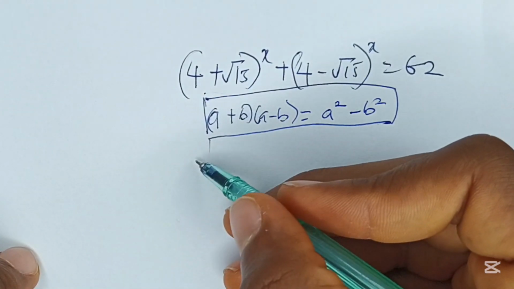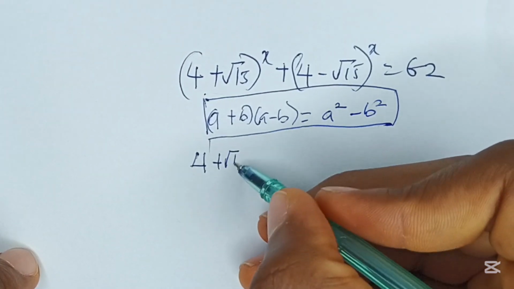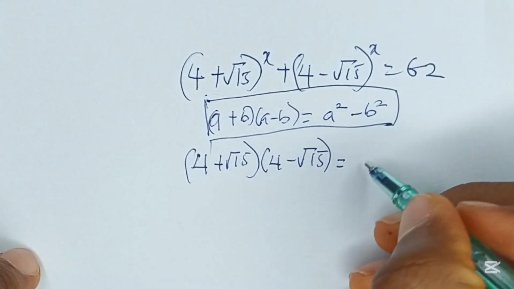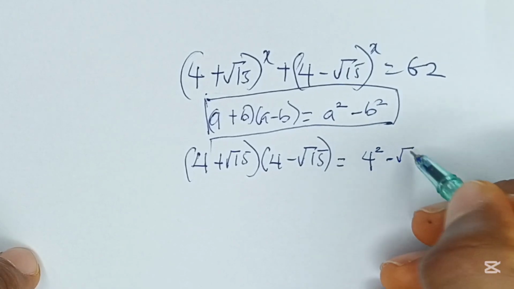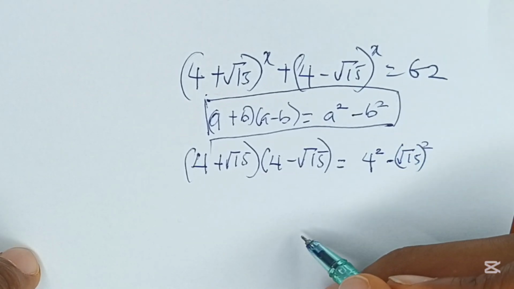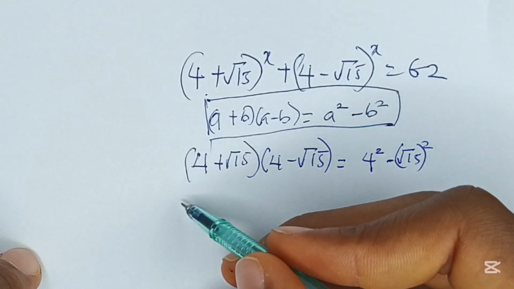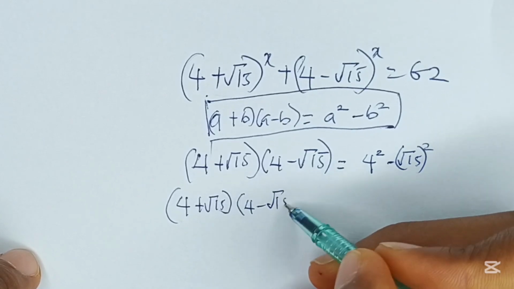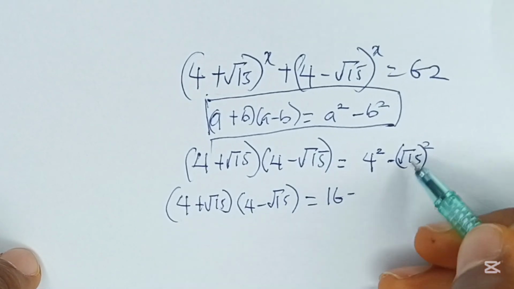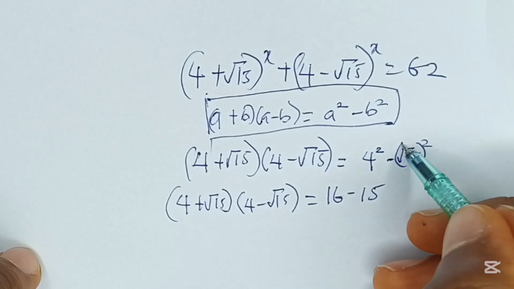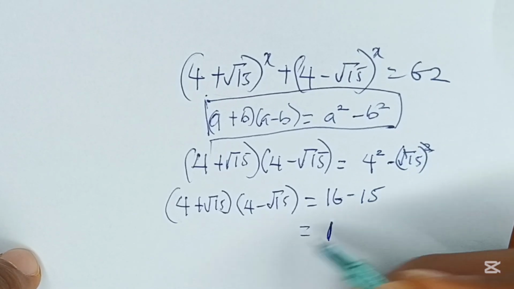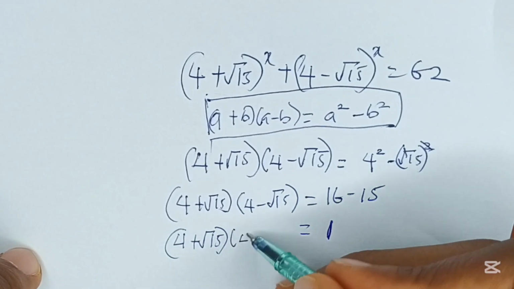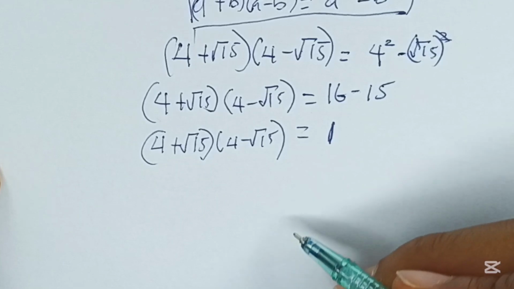So you can say that (4 + root 15) multiplied by (4 - root 15) is equal to 4 squared minus root 15 squared. 4 squared is 16, minus root 15 squared is 15, because this cancels the square roots. So we have that this is equal to 1. Hence (4 + root 15)(4 - root 15) is equal to 1.